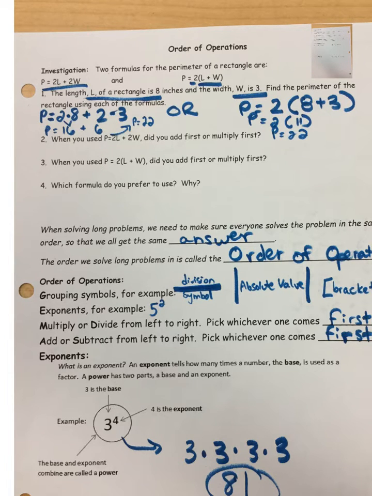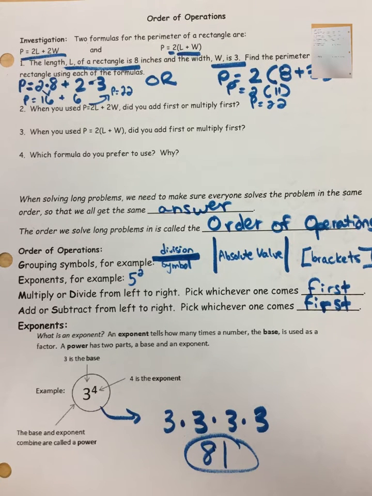So regardless of what formula you use, as long as you followed the order of operations, we still got the same answer. And so that's what this part down here says. It basically tells me that whenever I'm solving a long problem, I need to make sure that we solve it in the same order so that we all get the same answer. And that order is called the order of operations.